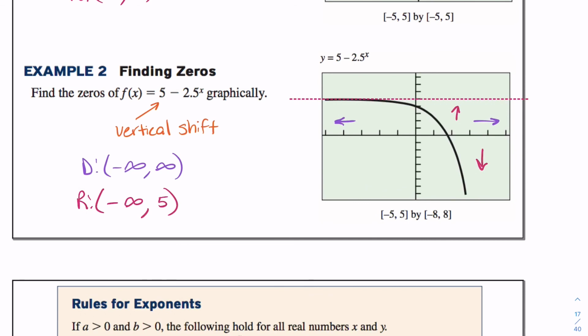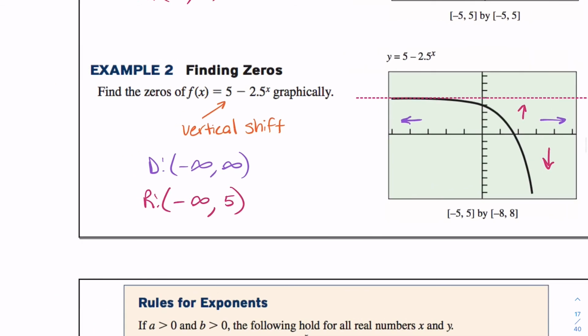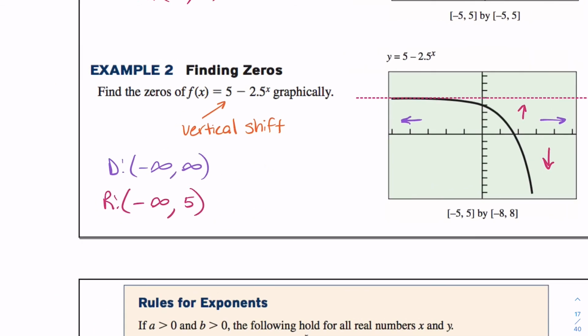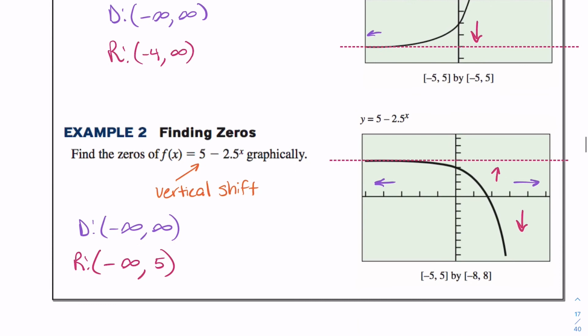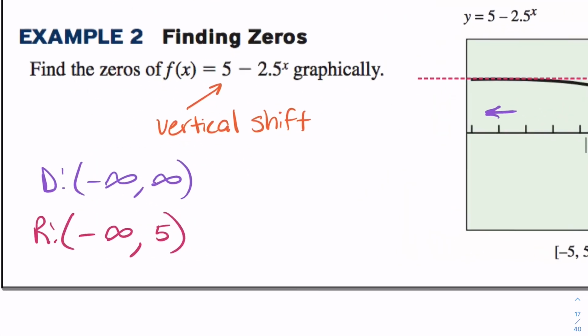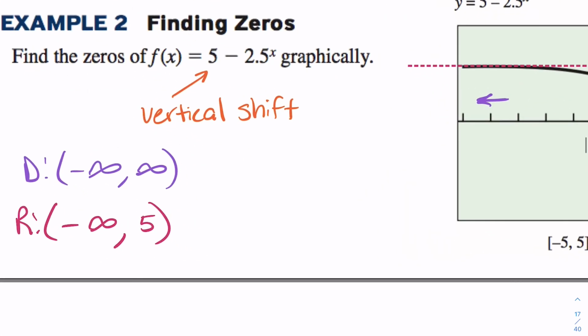Okay? And now it wasn't asking for the domain. It was asking for the zeros. So I didn't really answer the question here. It says find the zeros of it. So we want to know where y is 0. Well, 0 is equal to 5 minus 2.5 to the x.